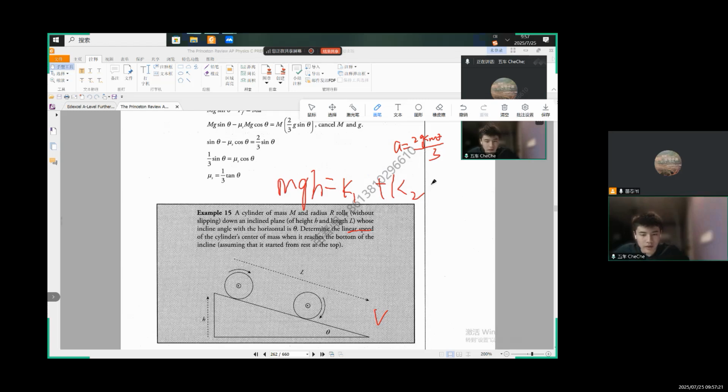Shouldn't it be like mgh plus k1 equals k2? Because the mgh gets converted. Yeah, so you can say mgh plus 0, until your potential energy is getting 0, plus k1 and k2. Okay, is that what you meant?